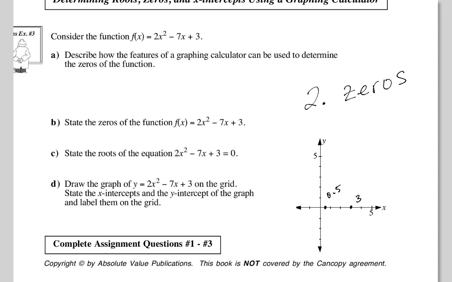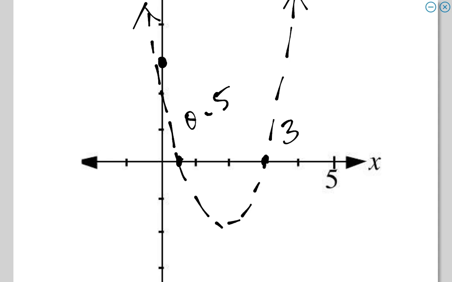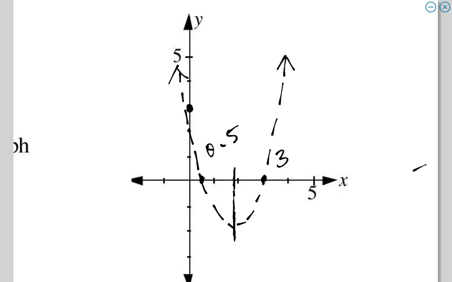How about the y-intercept? What's the y-intercept? You just look at the equation in general form, so it's 3. So your equation should go through like this. And then how do you know where the vertex is going to be? Well, it's going to be about halfway between the 2 x-intercepts. So that's how you sketch it. The vertex is halfway between the 2 intercepts, and then it goes through the y-intercept up here. Okay?